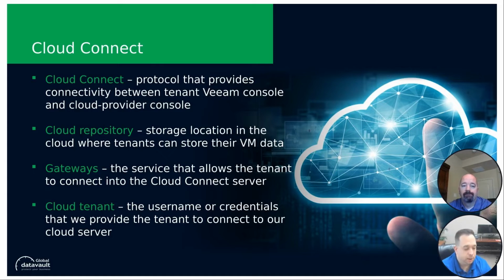What Cloud Connect is: we hear a lot here at Global Data Vault, I want to get that Cloud Connect, or my Cloud Connect isn't working, or how much does Cloud Connect cost? So Cloud Connect is actually a protocol that provides the connection between the tenant and the Veeam console on the provider side. It's a transport path. Basically it sends data over TCP port 6180 to a cloud gateway on the Global Data Vault side. All of our Cloud Connect servers here have a gateway attached to them that is the entry point into the Cloud Connect server.